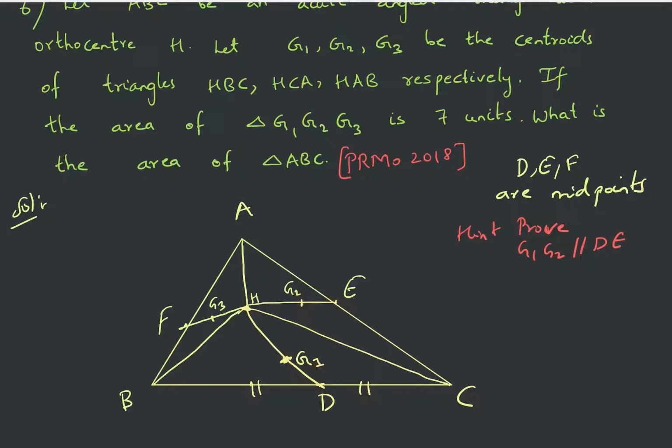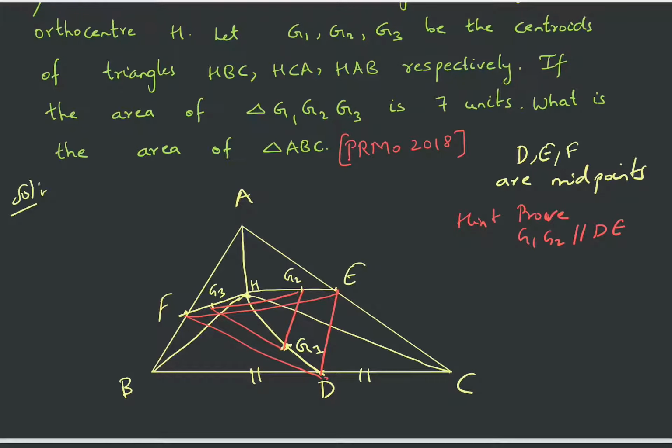Okay, I am just joining all these. I am joining G2, G3, I am joining G1, G3, and also I am joining FE. So I have joined all these: G1G2, G2G3, G1G3, FE, DE and DF. So first hint, prove that G1G2 is parallel to DE. Pause the video and try to prove this. It is pretty simple.